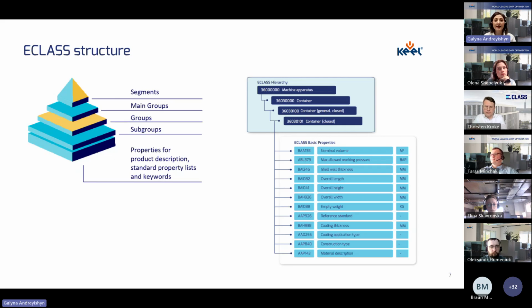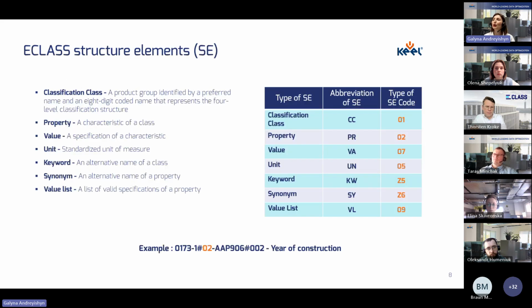Well, on the right side, you can see an example, a hierarchy leading to a specific class, as you can see, machine container class, and below it some related technical properties. This structure ensures that classification represents technical meaning, not just terminology. And to continue this topic regarding structure, we will talk about structure elements.